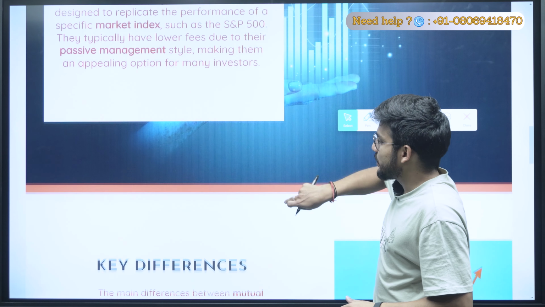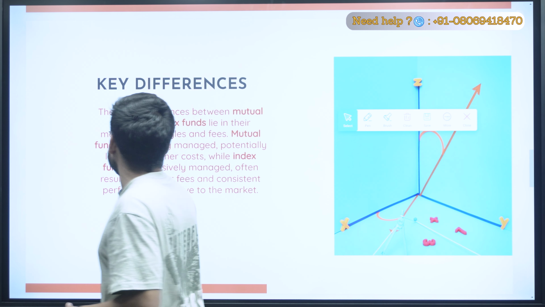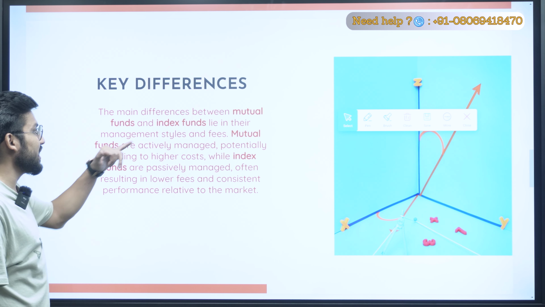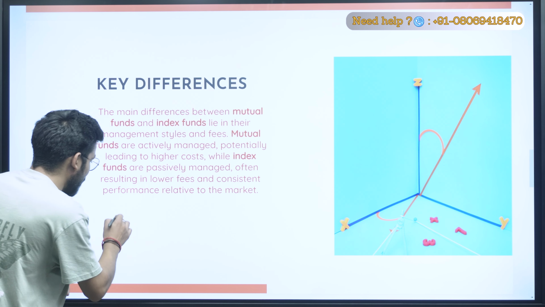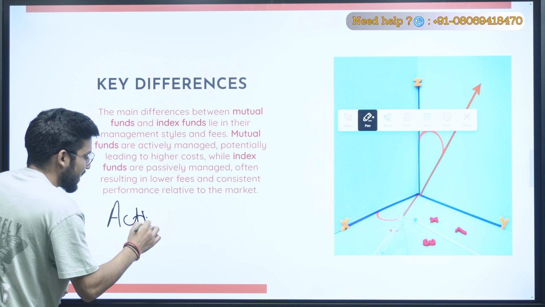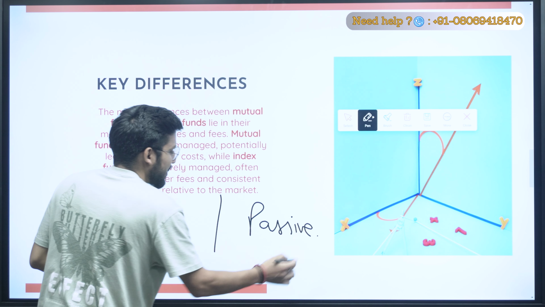Okay, let's go to the next PPT. Now if we talk about the key differences, the main difference between mutual funds and index funds lies in their management style. Okay, so I'll tell you about the management style. As I have told you, there are two types of approaches. First one, the active one, and the second one is the passive one.